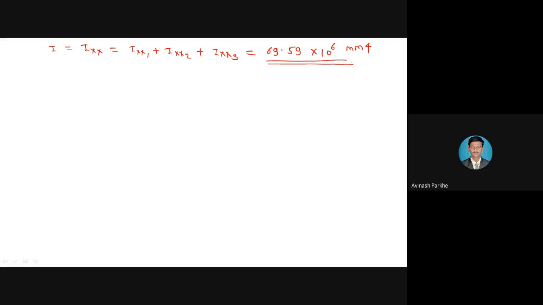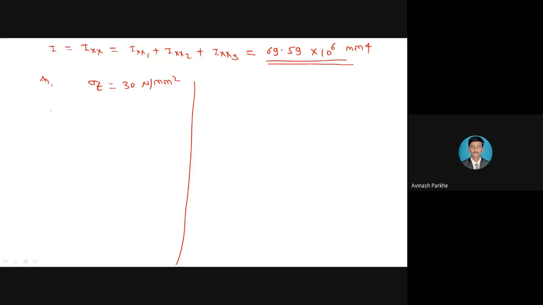Now, as they have given, sigma t is equal to 30 Newton per mm square, and we have to calculate the magnitude of UDL. Magnitude of UDL we have to calculate.